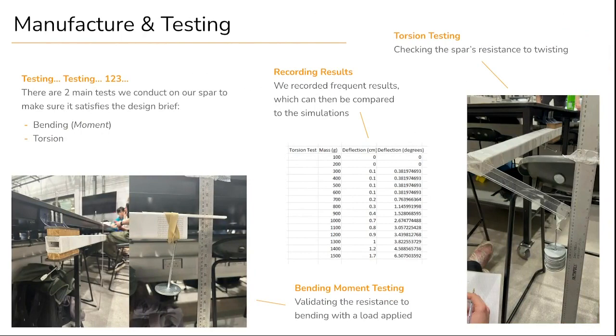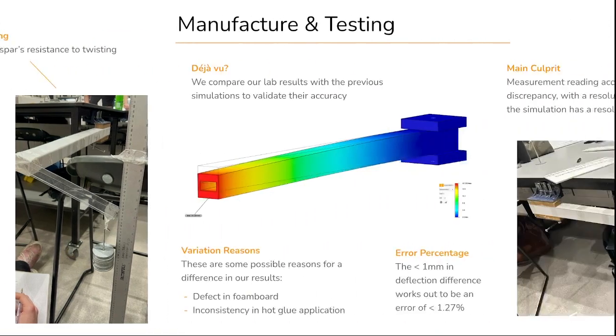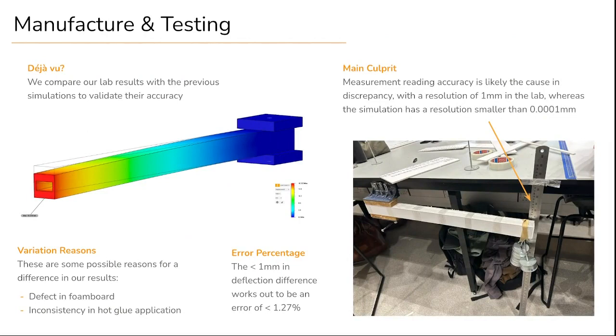We started by bending the spar horizontally in a table vise and taking precise measurements with a vertical ruler and set square. The torsion test involved the attachment of a ruler to the cross-section of the spar, followed by the attachment of masses to the end of the ruler, and subsequent readings taken using the same method as the bending test. Our bending moment simulations closely matched our lab tests, with differences of less than a millimetre.